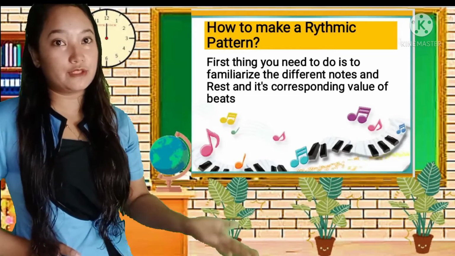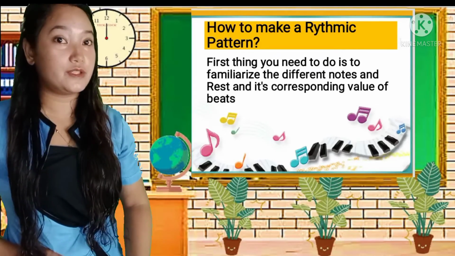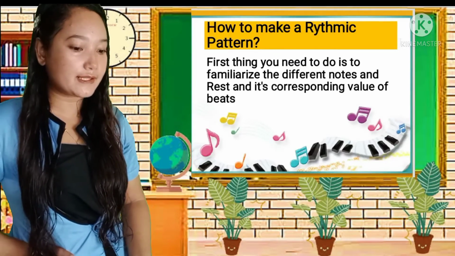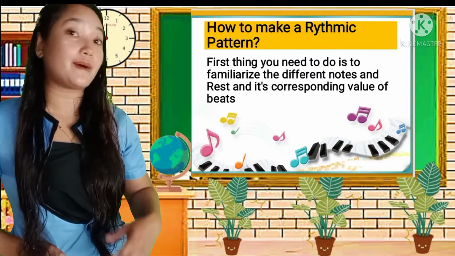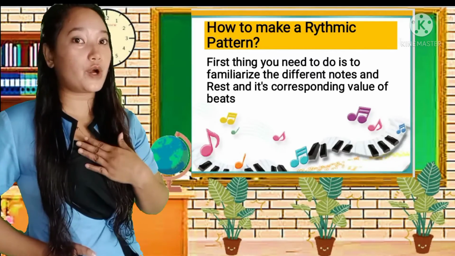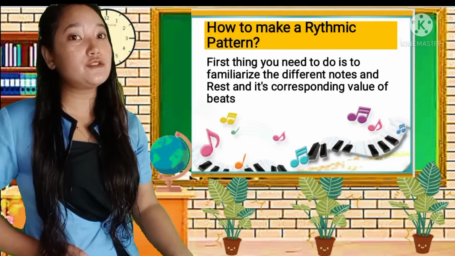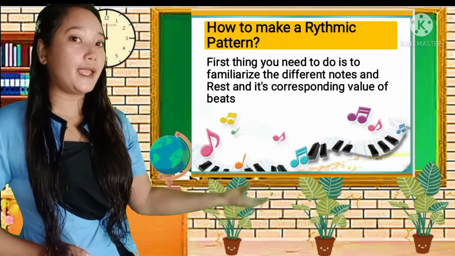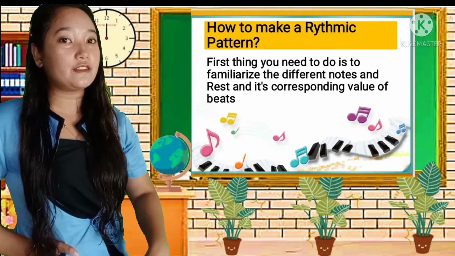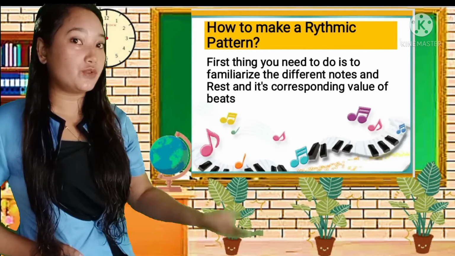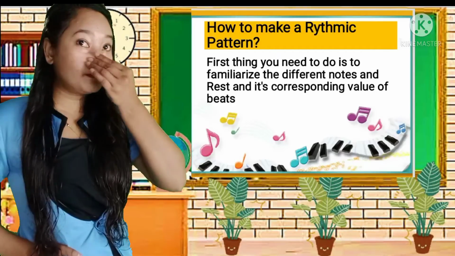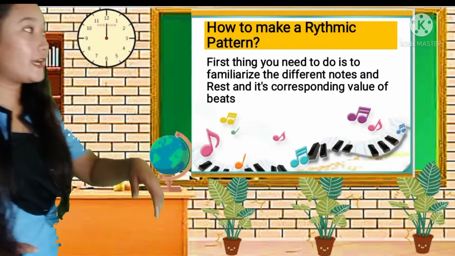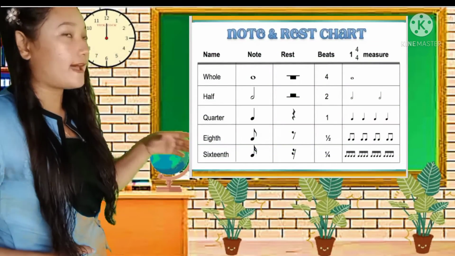So of course, how to make a rhythmic pattern is necessary to discuss here. So the first thing you need to do is to familiarize the different notes and rests and their corresponding value of beats. You need to familiarize the notes and rests, because you can't make a rhythmic pattern if you can't identify the proper notes and rests and their value. So, let's proceed. These are the notes and rests and their values.